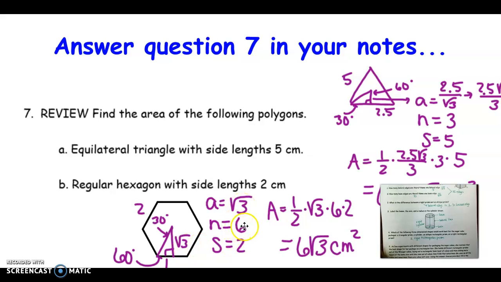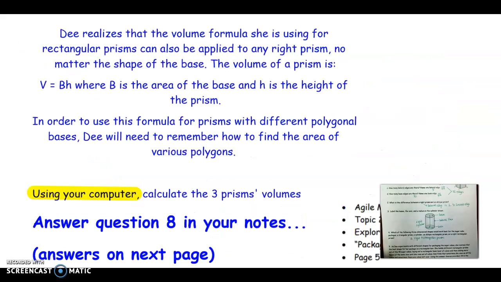Our number of sides, since it's a hexagon, is 6, and we were given the side length to be 2. So our area is 1/2 the apothem times the perimeter, which is number of sides times side length. So we get 6 square roots of 3 square centimeters. We're going to need this information in just a moment when we start looking at volume of prisms.